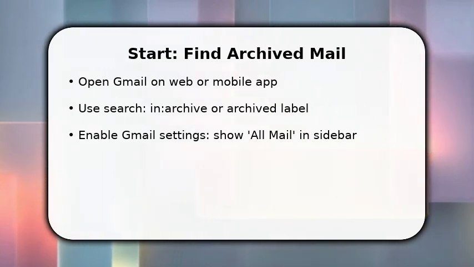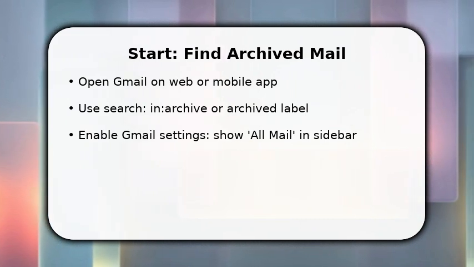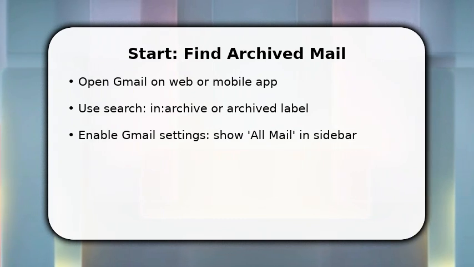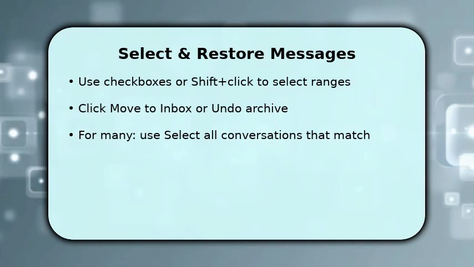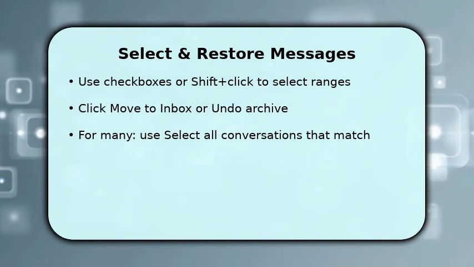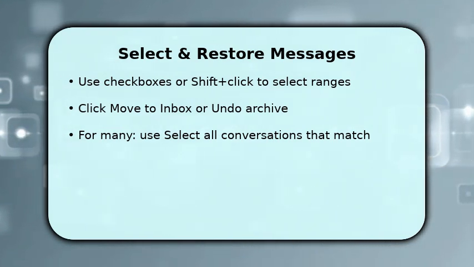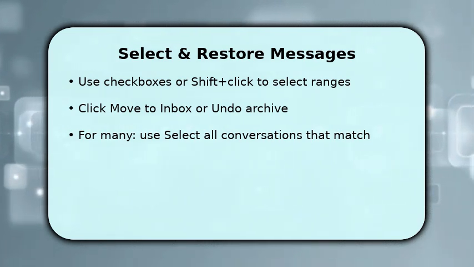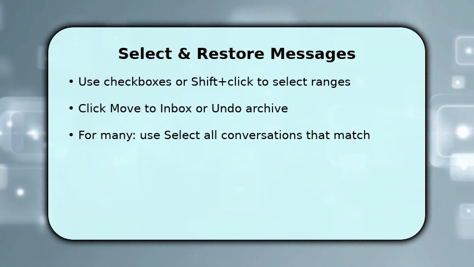Then start selecting messages, either individual checkboxes or the top checkbox to select visible conversations. Now that you've identified archived items, select them efficiently. You can click checkboxes individually, Shift plus click to select a contiguous range, or use the top checkbox, then choose Select all conversations that match this search for bulk work.